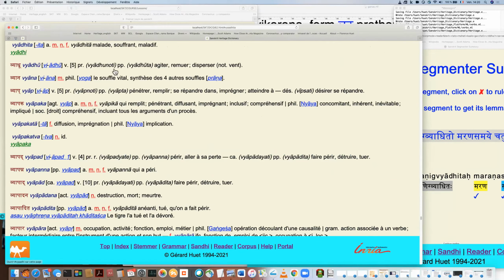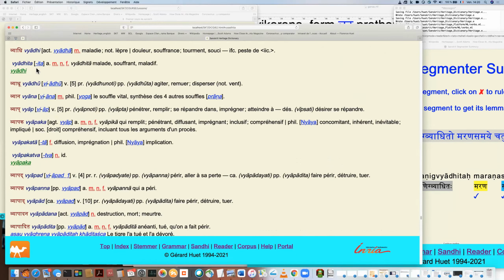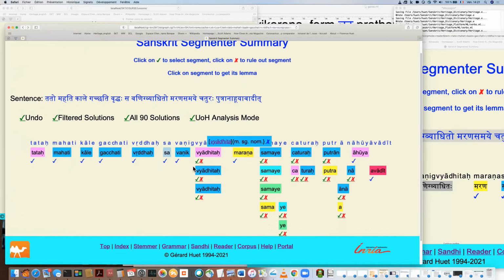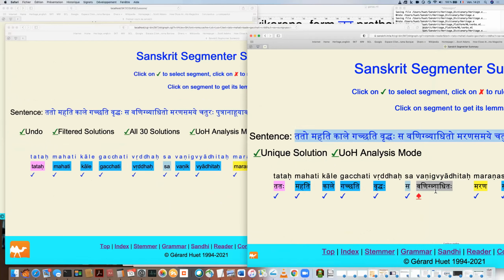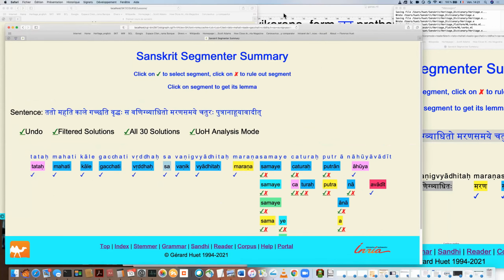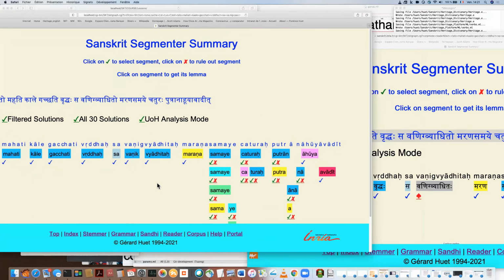So it's actually Vyadita. It's built on Vyadi, which is pain or disease. Vyadita is one who became sick. So this is the one we want. And frankly, I don't know. I will have to fix that tonight. It's probably some change I did recently, which was wrong. All right.